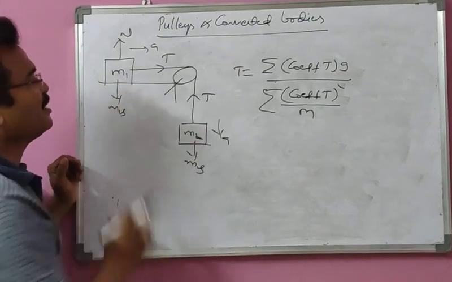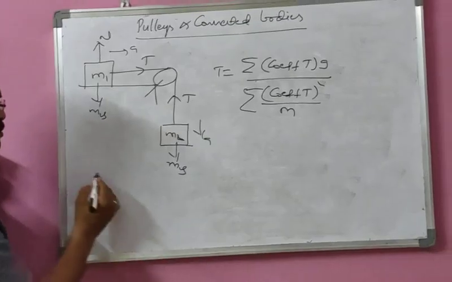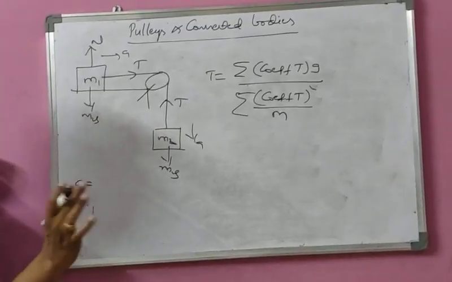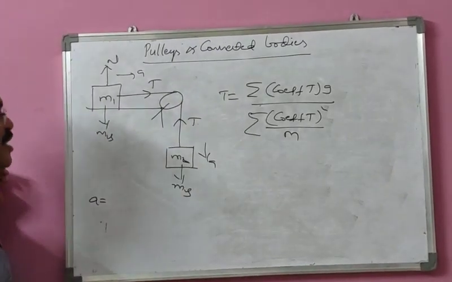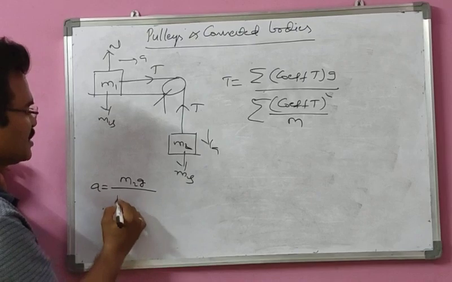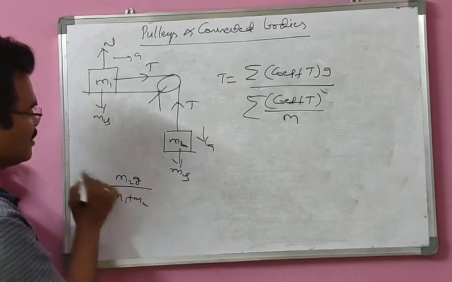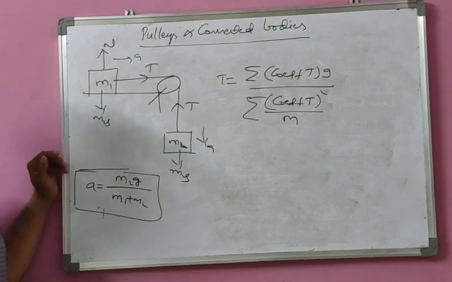Now, how to calculate this tension as well as acceleration? Acceleration is very simple because here the only force pulling is the weight M2G. No other force is there. Therefore, the net pulling force is M2G, divided by the total mass, M1 plus M2. So we got the acceleration in one step, without a free body diagram, without Newton's second law.